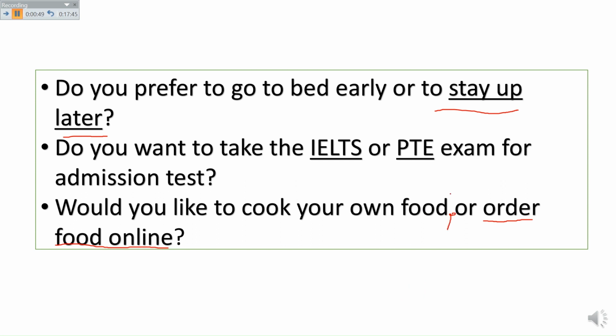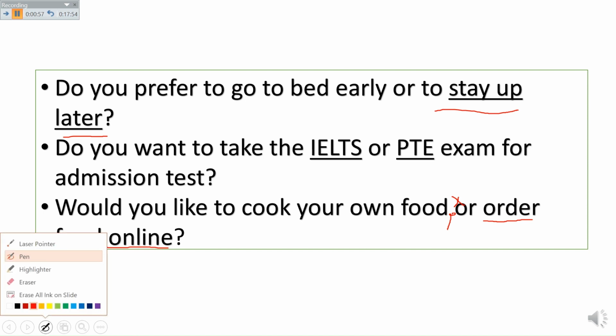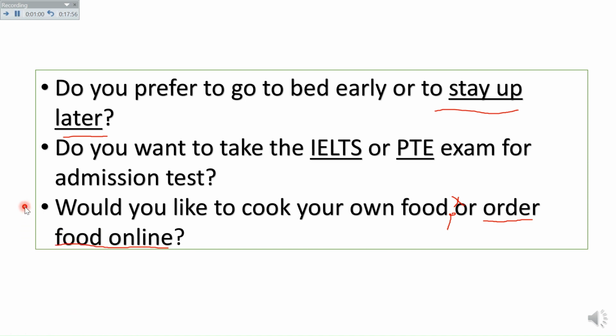You see, there should be no comma here because we use the comma only to separate two independent clauses. That's what you need to remember. So let's take the next coordinator now.